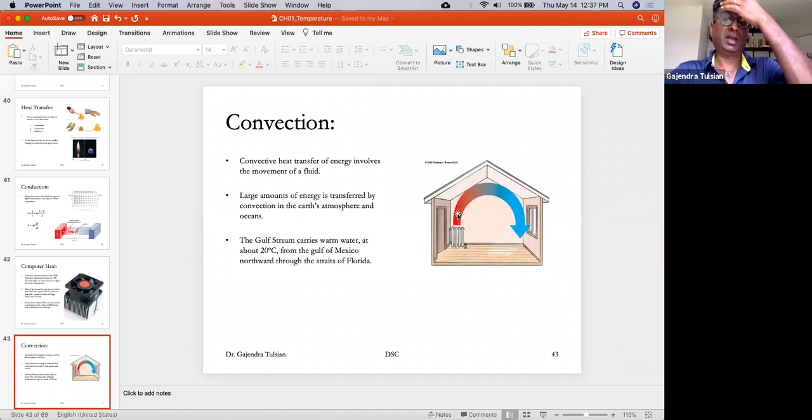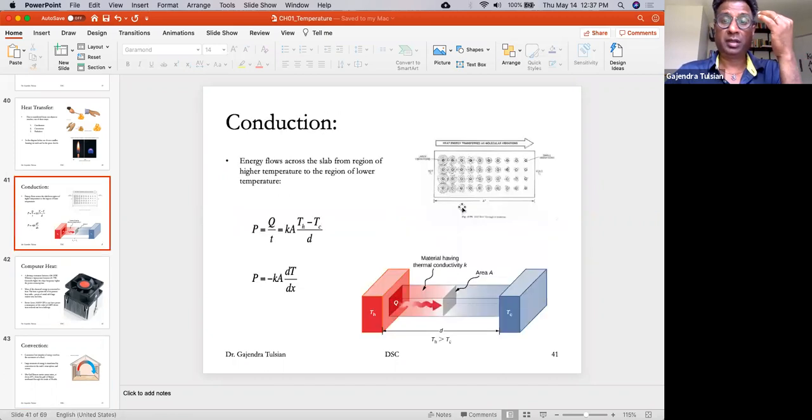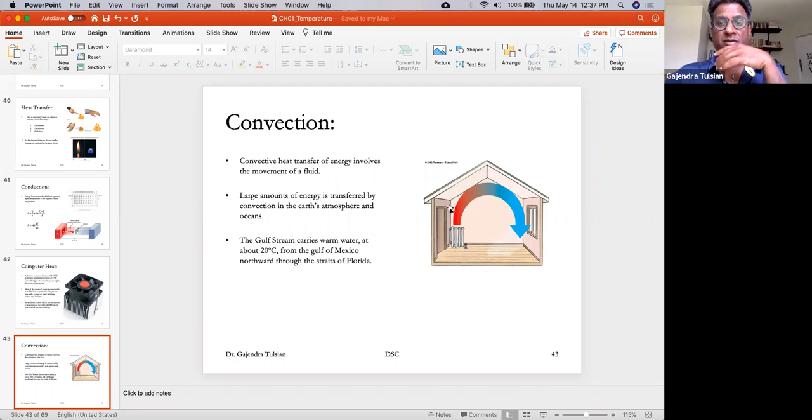So in convective heat transfer, the liquid or gas molecules are actually being transported. In conductive heat transfer, the molecules stay in place and they just transfer energy by bumping into neighbors. Okay. So in convective heat transfer, the material substance itself, the warm substance, moves around and transfers heat. Okay. So the Gulf Stream transfers enormous amounts of heat from the Gulf of Mexico northward.